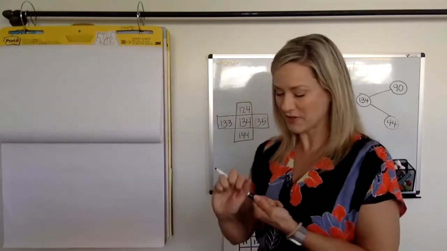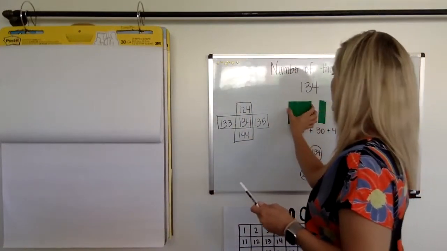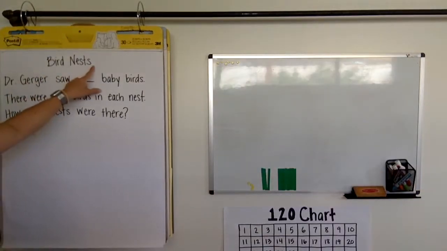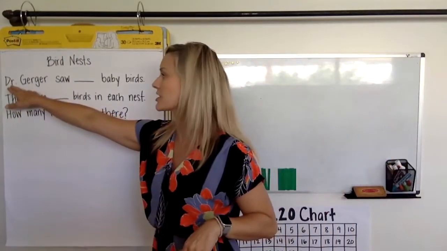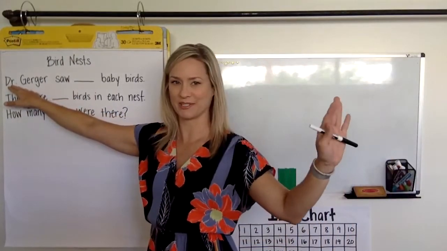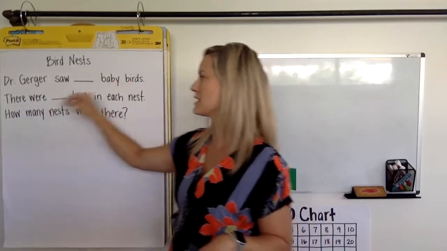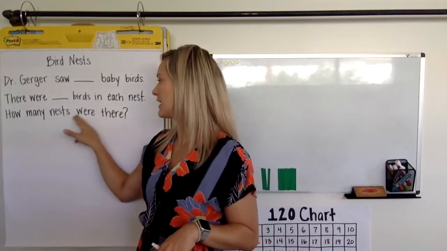All right, so then after that, what we're going to do is a story problem. So here's the story I'm going to give them today. Bird nests. We're still on the spring thing. All right, here we go. So Dr. Gerger, hi, Dr. Gerger, she's the principal of Penny Camp. Dr. Gerger saw baby birds. There were birds in each nest. How many nests were there?